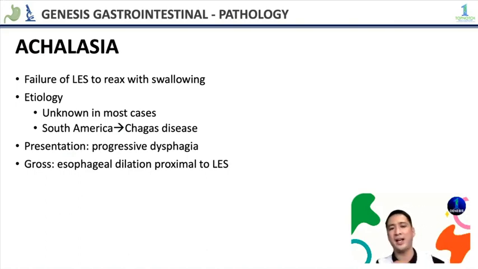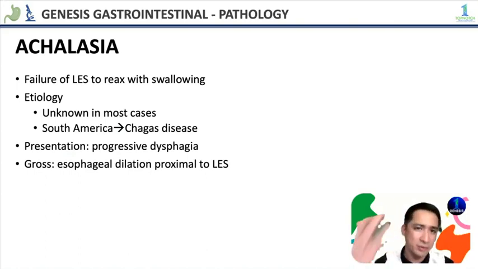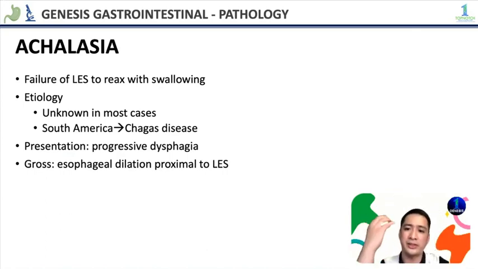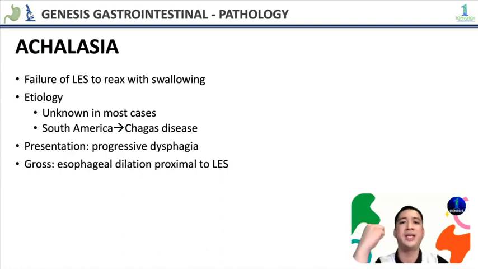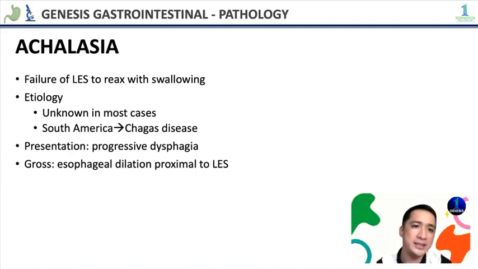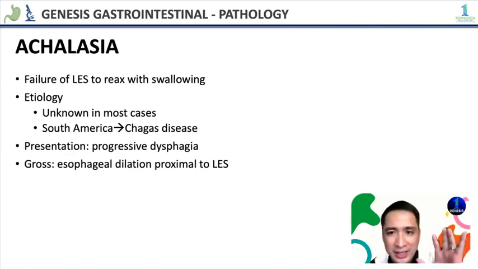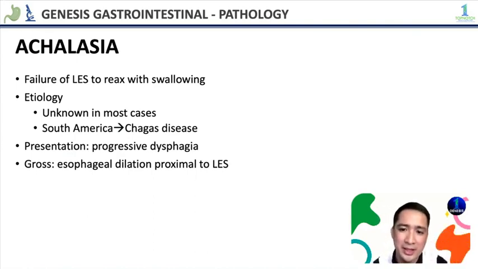So the triad of achalasia, do not forget, both in Robbins, both in Harrison's, we have the incomplete lower esophageal sphincter relaxation, increase in the tone of the LES, and aperistalsis of the esophagus. Again, pag sinabi nating primary, hindi natin alam, hindi natin tukoy kung saan talaga nanggaling.